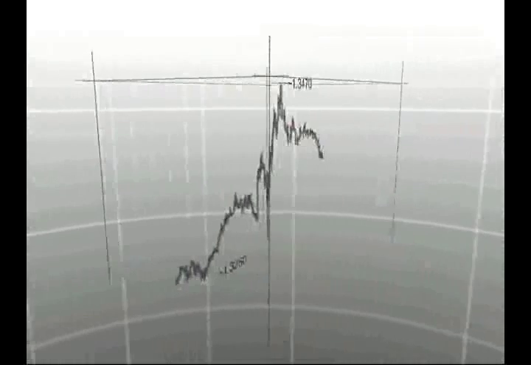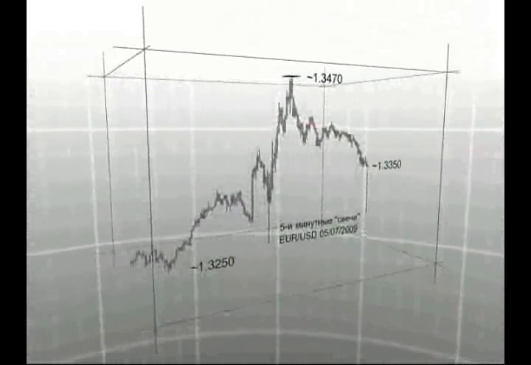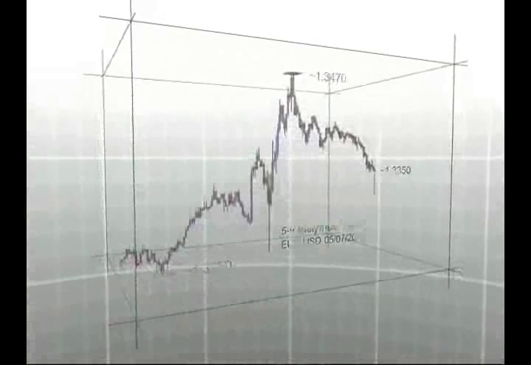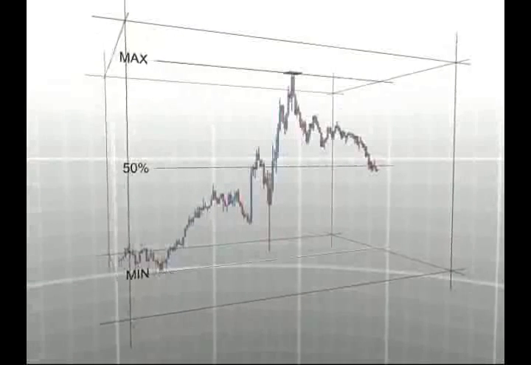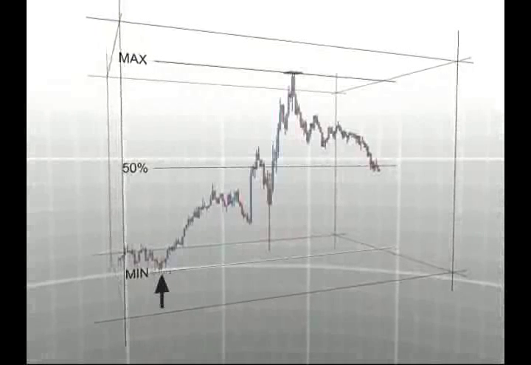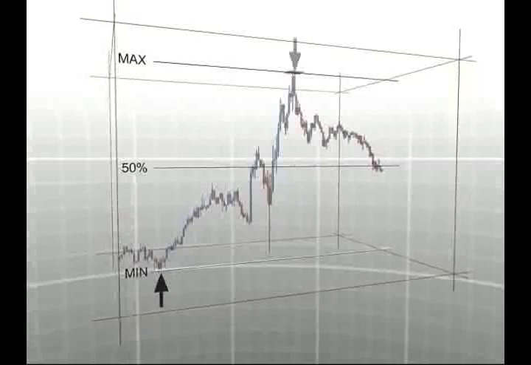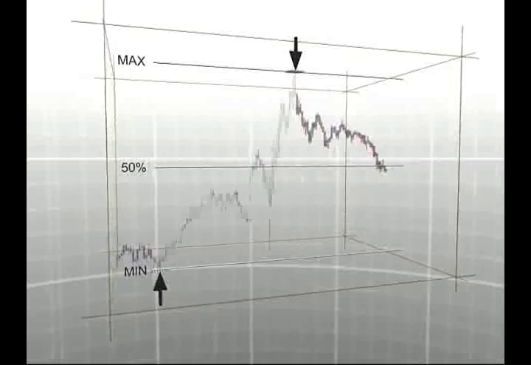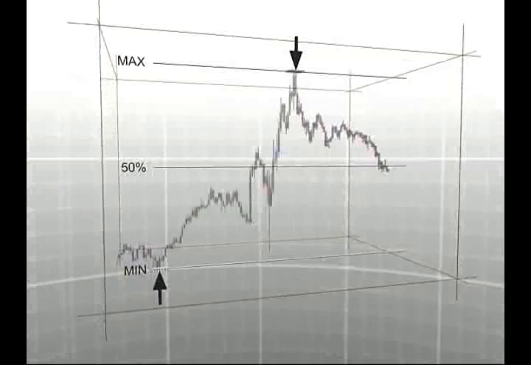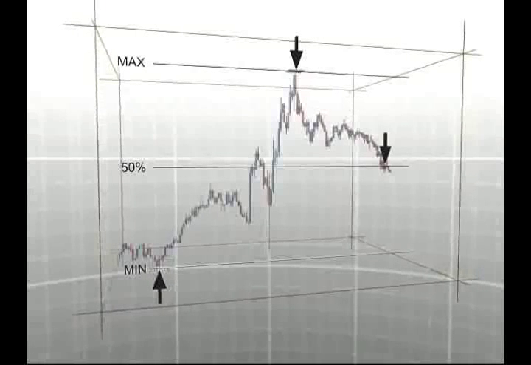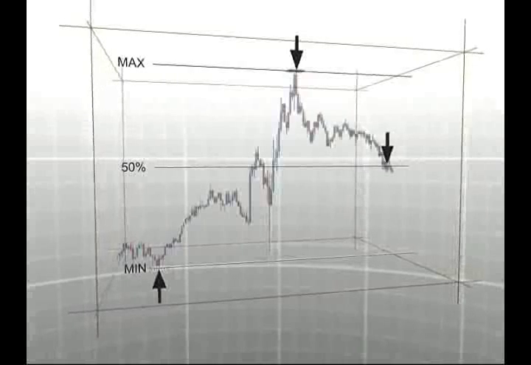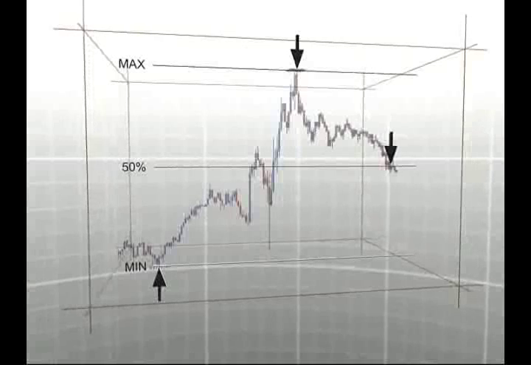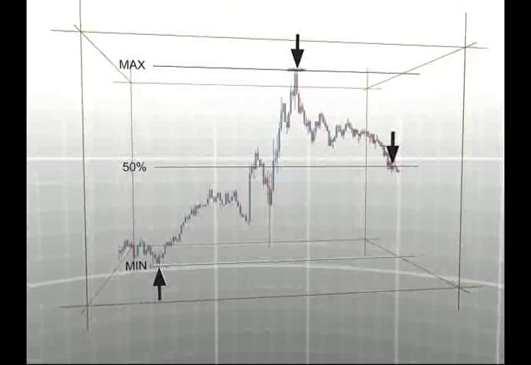You see a randomly taken fragment of the graph from 7th July 2009, 5-minute candles. Let's present three levels of the price on this graph. Minimum, 50% and maximum. We put the calculated movement between minimum and maximum, and the 50% level will show us the price which will be touched by the future correction. If the maximum or minimum changes before the correction is fulfilled, the calculated middle also changes.